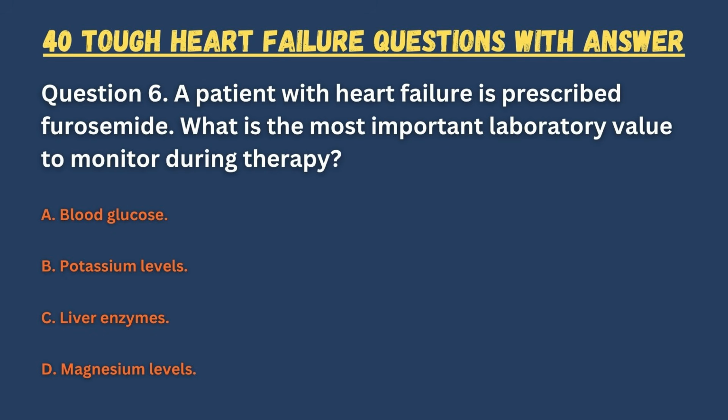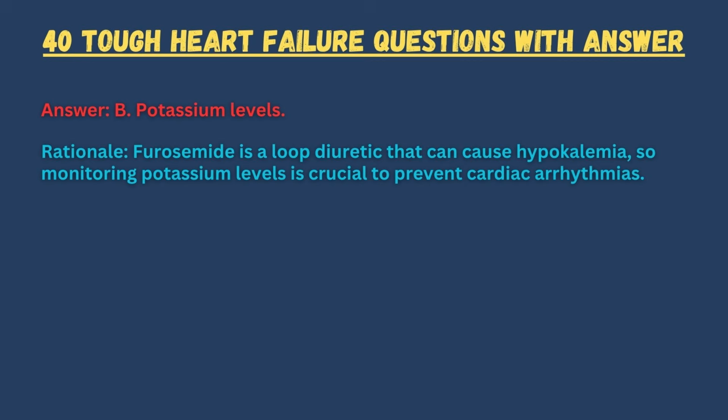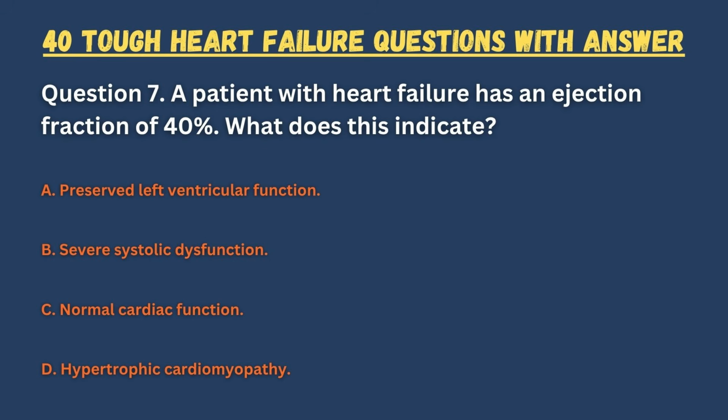Question 6. A patient with heart failure is prescribed furosemide. What is the most important laboratory value to monitor during therapy? A. Blood glucose. B. Potassium levels. C. Liver enzymes. D. Magnesium levels. Answer: B. Potassium levels. Rationale: furosemide is a loop diuretic that can cause hypokalemia, so monitoring potassium levels is crucial to prevent cardiac arrhythmias.